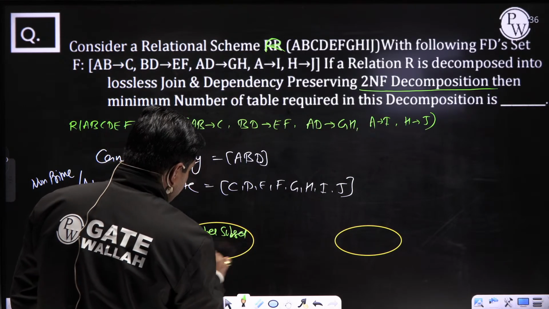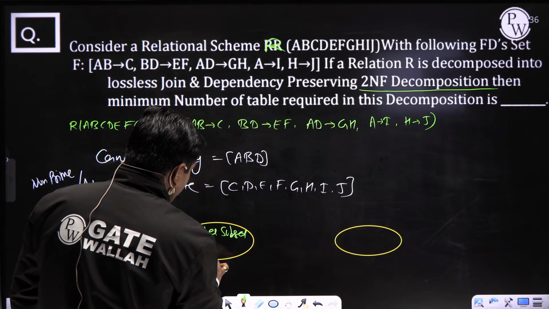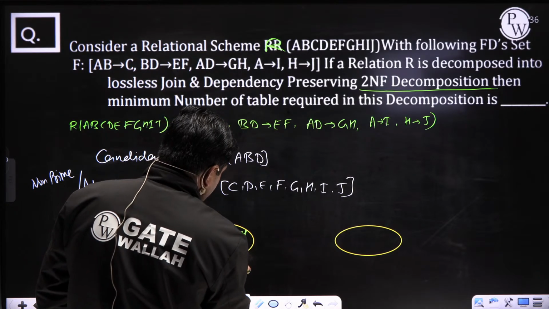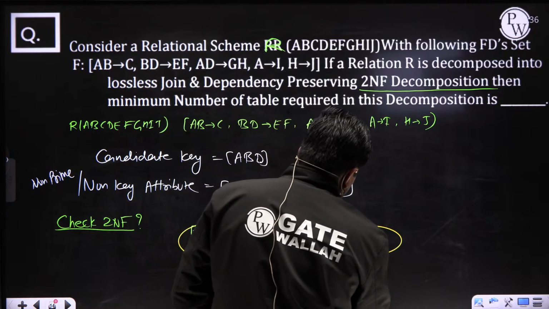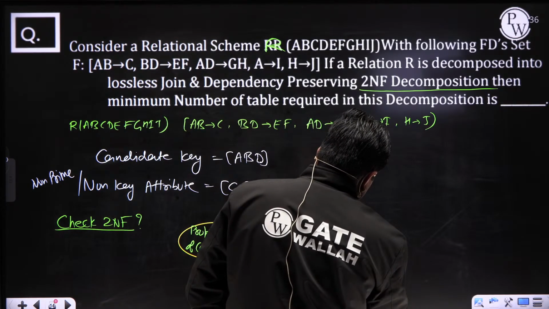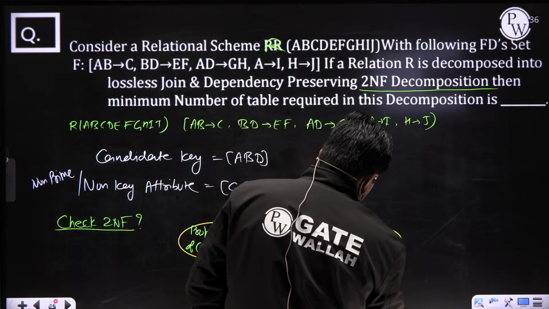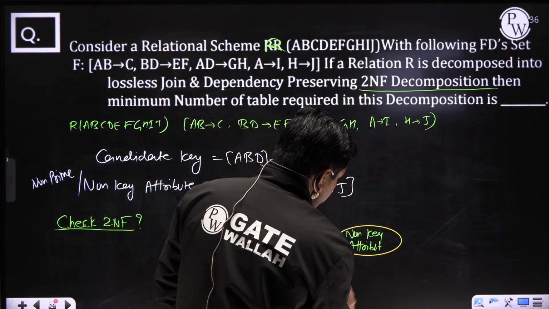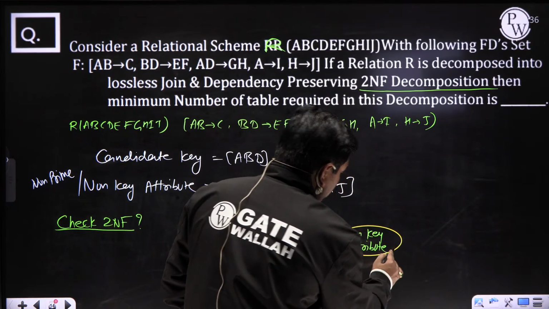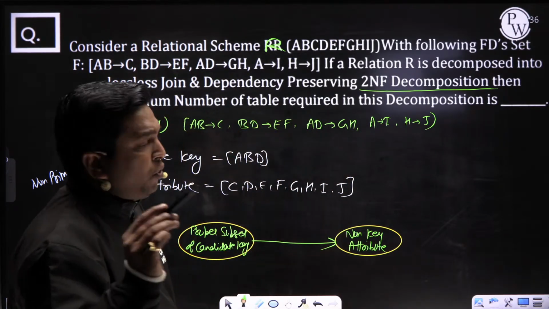Proper subset of candidate key to non-key attribute. Proper subset of candidate key to non-key attribute.